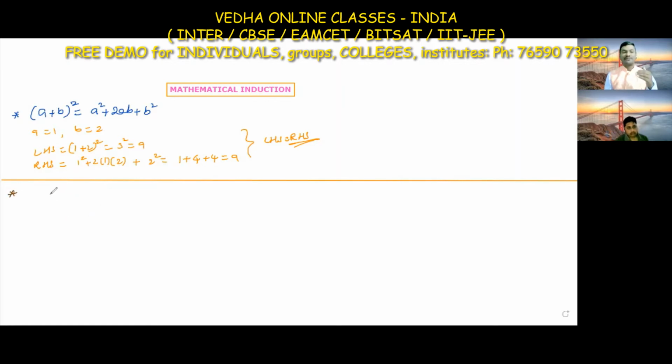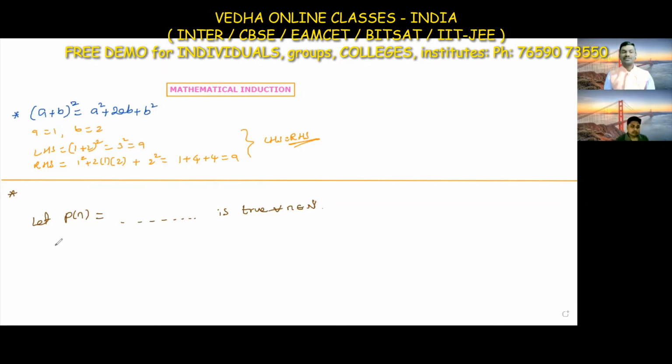First of all, whatever statement is given in the question, we write that statement as P of n is true for all n belongs to N. We consider the given statement as P of n.